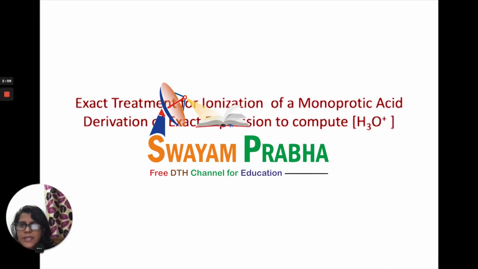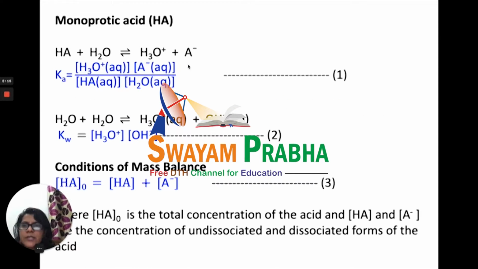So let's start with the exact treatment for the ionization of a monoprotic acid. Here the monoprotic acid that we've taken is HA. Any acid HA in aqueous solution will ionize as H3O plus and A minus. Again, let us recall here HA is behaving like a Bronsted-Lowry acid because it is donating a proton to water, which is acting as a base, accepting a proton from HA, resulting in the formation of H3O plus and A minus. So HA plus water gives you H3O plus and A minus.